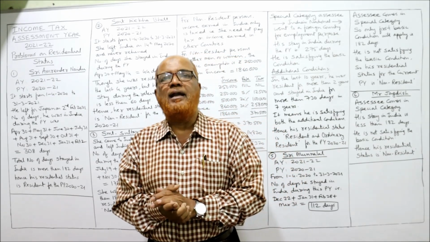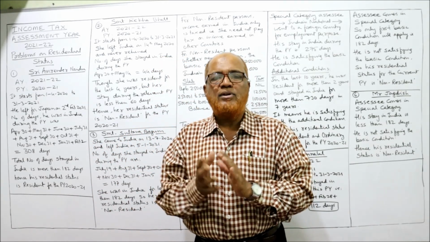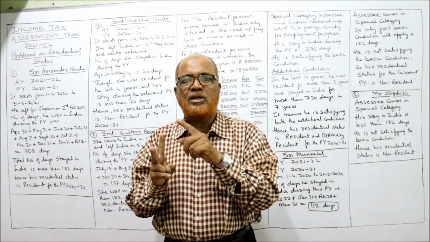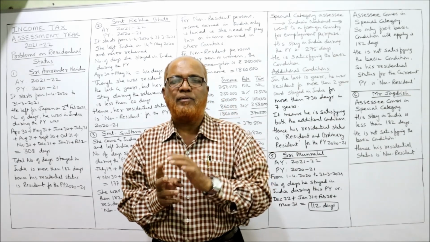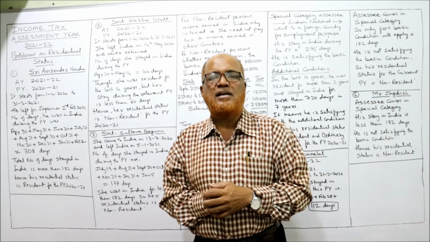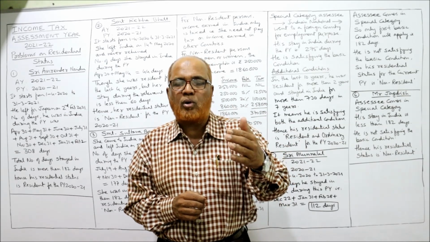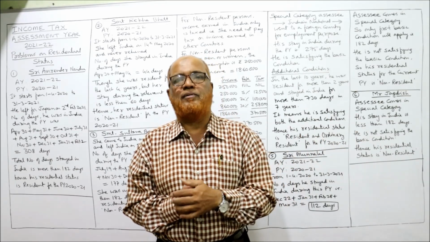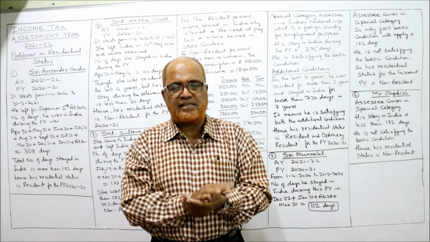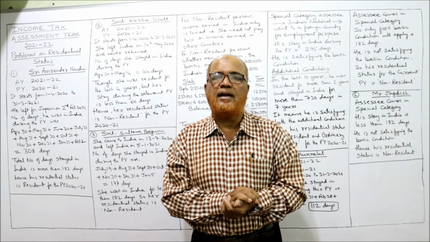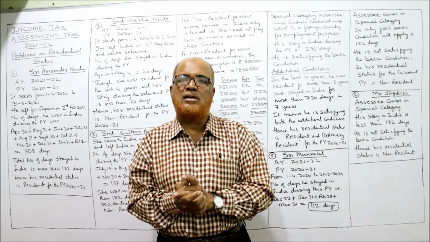The main provisions are for individuals. Just briefly we'll recap the point, then we'll start the problem. For individuals, two sets of conditions are there: basic conditions and additional conditions. The first basic condition is 182 days or more during the current previous year. The second basic condition is 60 days during the current previous year and 365 days or more during the 4 years preceding the current previous year. If any one of the basic conditions is satisfied by the assessee, he will be called resident. If the assessee does not satisfy any of the basic conditions, he will be called non-resident.